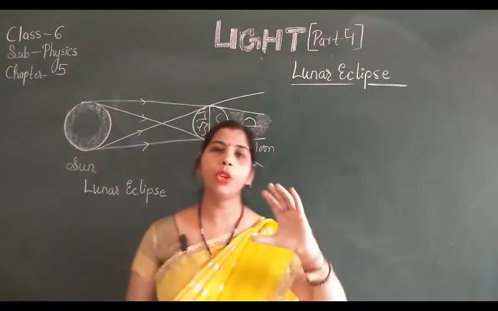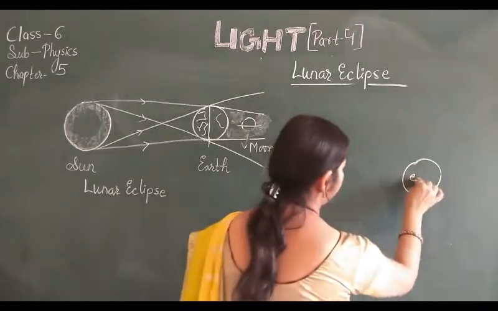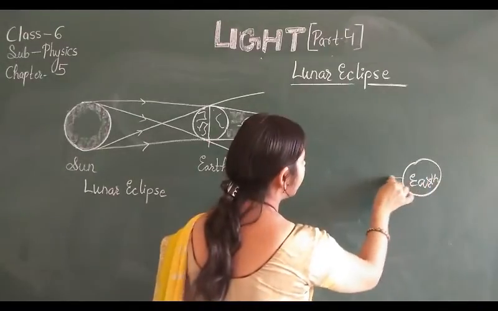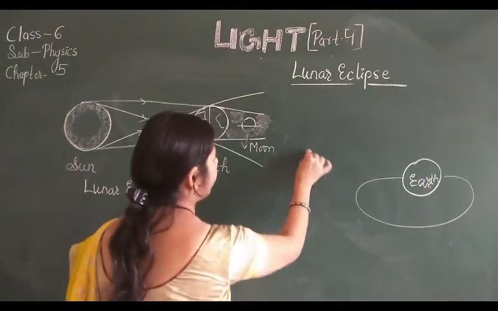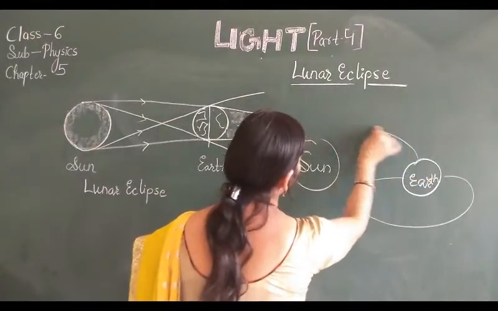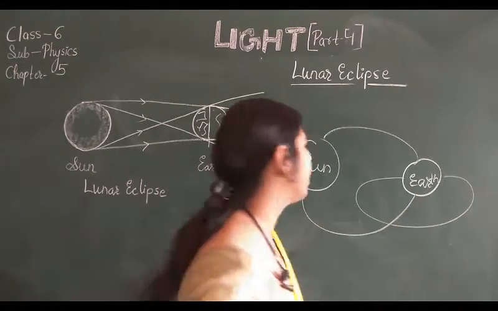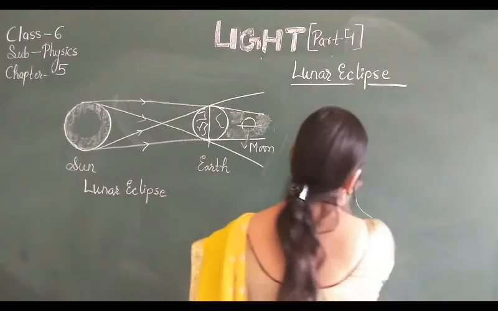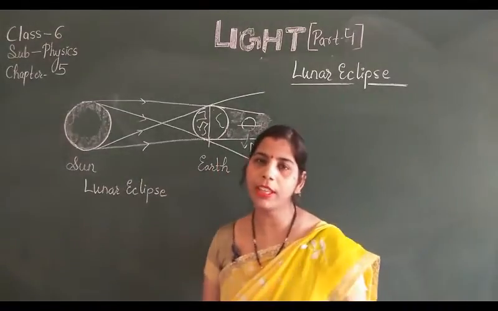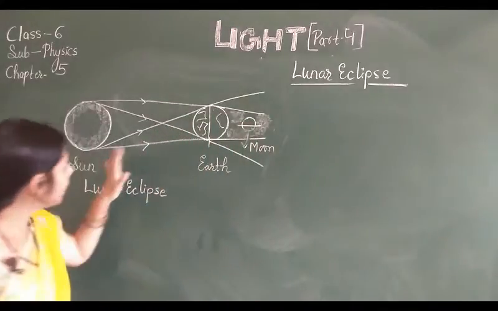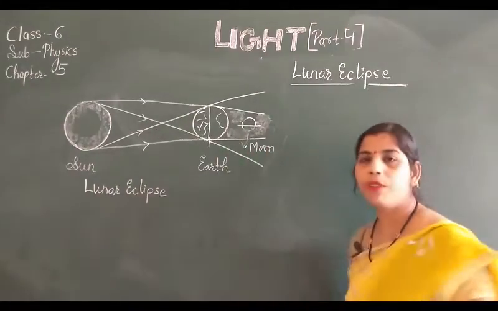So what is a lunar eclipse? Before going to this topic, you well know that this is the earth and the moon is moving around this earth. And the earth is going to move around the sun. So this type of activity goes on in the astronomical unit. But once a time, a position comes when these three objects come in a straight line.